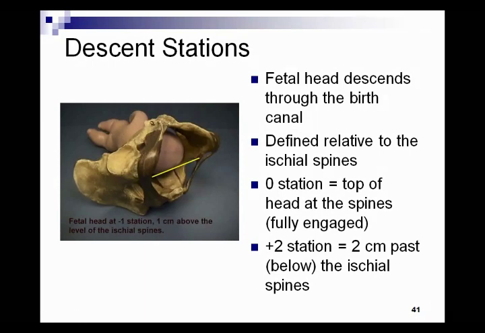The reason being is once the head is engaged, we don't have to worry about maybe the cord slipping through and having a prolapsed cord. And a lot of procedures that we don't do unless we know the head's engaged, such as maybe breaking the water. Remember, the top is negative, the bottom is positive, so the closer she gets towards the baby crowning, we see these positive numbers go up.